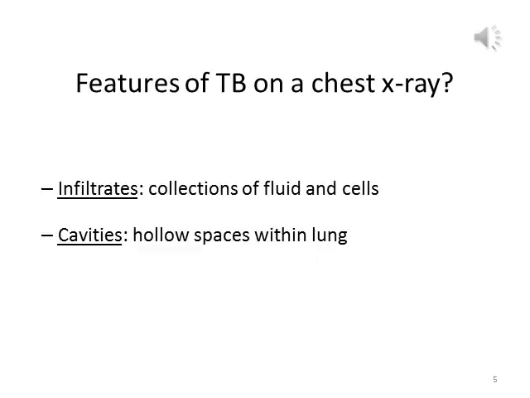Let's see what are the common features of TB on a chest X-ray. Usually, when a person has TB disease in the lungs, the chest X-ray appears abnormal. It may show infiltrates, which are produced because of collection of fluids and cells in the tissues of the lung, or cavities, which are hollow spaces within the lung that may contain many tubercle bacilli.